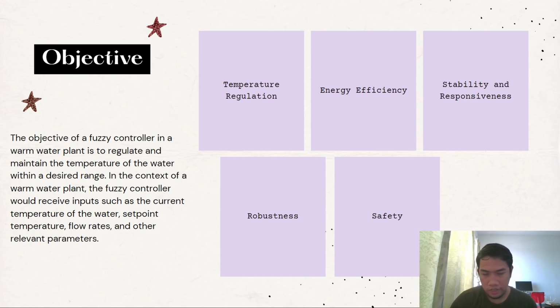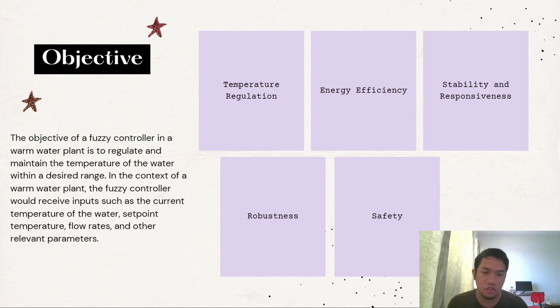So for the fourth one, we have the robustness. The fuzzy controller should be designed to handle uncertainties and disturbances that may arise in the system. It should be capable of maintaining temperature control even in the presence of noise, measurement errors, or external factors that affect the water temperature.